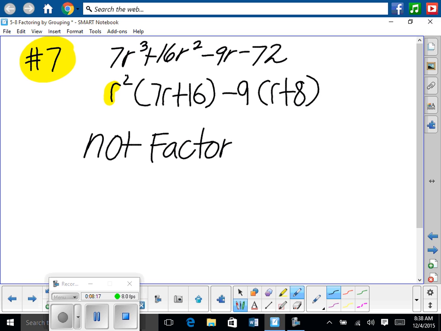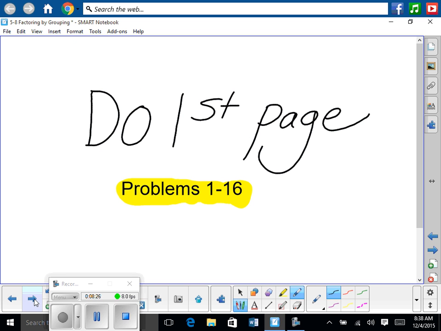Continue working. You guys are doing good. Does anybody have any questions on any of them? 1 through 8. We all doing okay? So continue working. You're doing great. What's going to be due is up to problem 16 on the front page. So I will be working on those ones. Thank you. Continue.